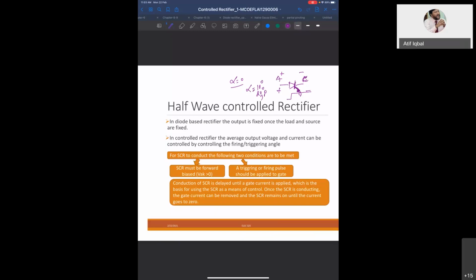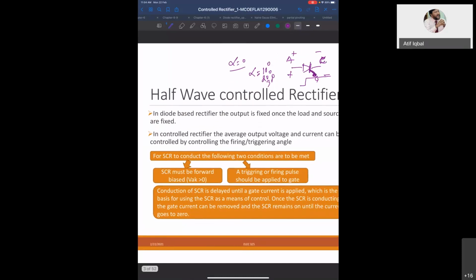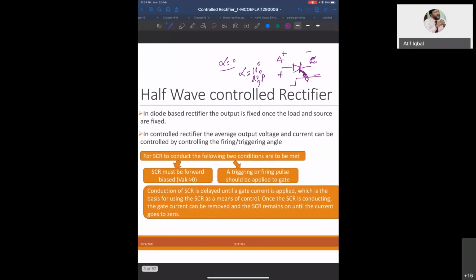So for SCR to conduct, the following two conditions are to be met. The SCR must be forward biased, that means the anode to cathode voltage must be positive, and a gate signal or triggering or firing pulse should be applied to the gate. Now, conduction of SCR is delayed until a gate current is applied, which is the basis for using the SCR as a means of control. Once the SCR is conducting, the gate current can be removed and the SCR still remains in the conduction state.